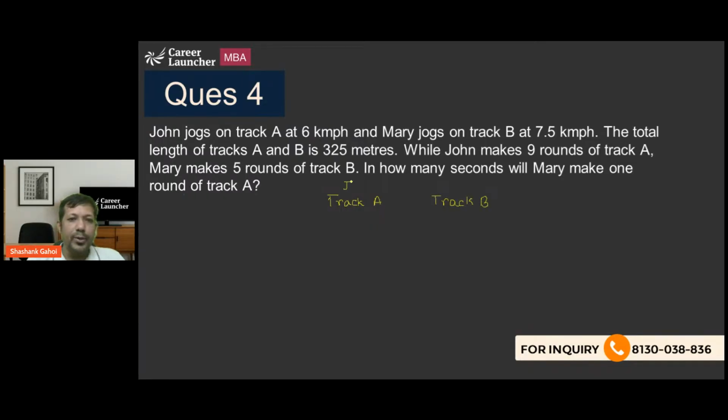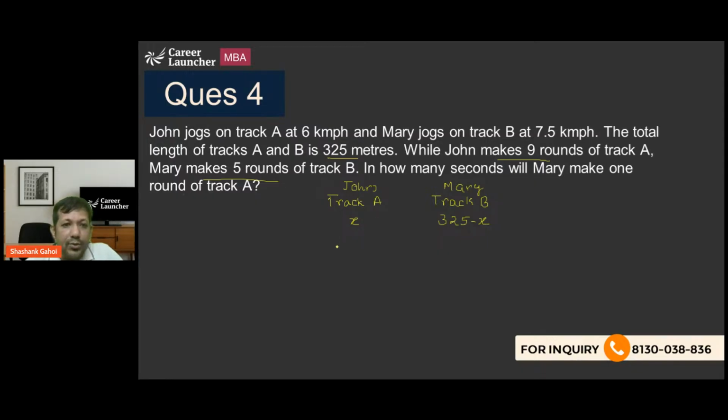This track is going to be traveled by John. This track is going to be traveled by Mary. So this is the question. The length of both tracks is 325. So for track A, the length of the track is X. I don't know, whatever it is. So it is X. So what is the length of track B? 325 minus X.